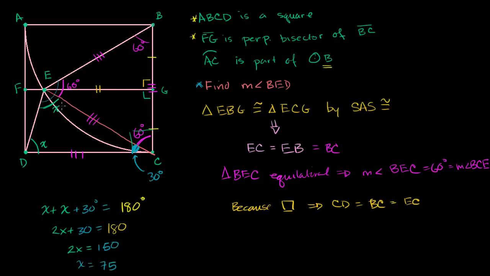So we figured out that x is equal to 75, and now we're at the home stretch. We need to figure out angle BED. Well, x is equal to the measure of angle CED. So BED is CED plus BEC. So the 60 degrees plus 75 degrees. So it's going to be, ready for the drum roll, 75 degrees plus 60 degrees, which is equal to 135 degrees. And we are done.